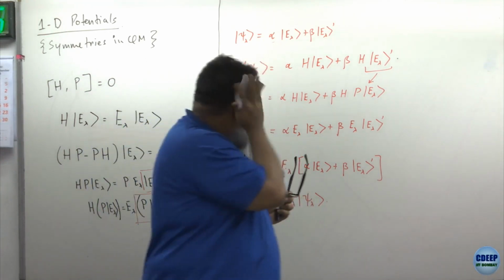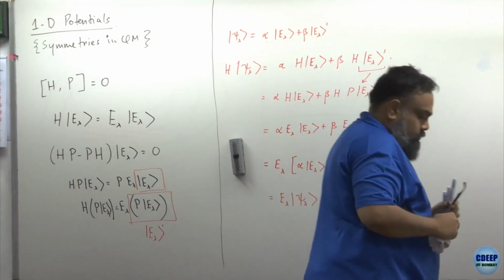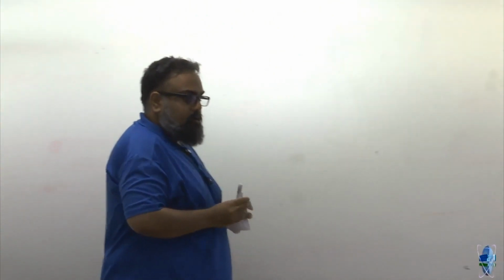Right? So, in fact, any such state for any choice of alpha and beta is also an eigenstate, and has the same eigenvalue, E lambda. And this is a general statement.